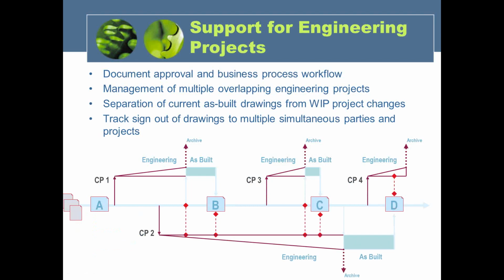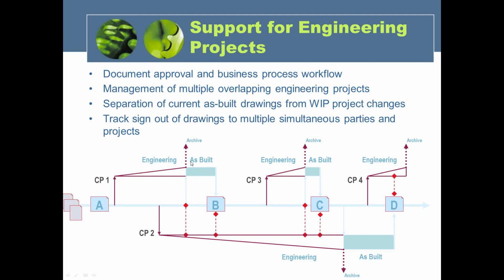Now, support for engineering projects. We talked about some of these earlier, including approval processes and management of overlapping engineering projects. This is what this is designed to show here, where the CPs are projects, and the same set of documents may be assigned out to multiple projects. Project 2 is a longer-term project. But first, this document gets assigned to project 1, where it's being updated, a new as-built is released, and that as-built gets released after project 2 was started.